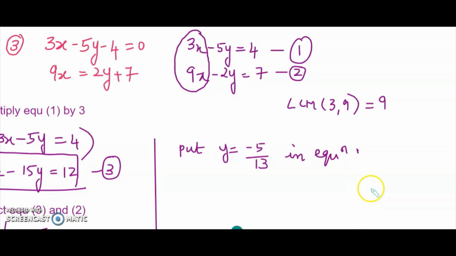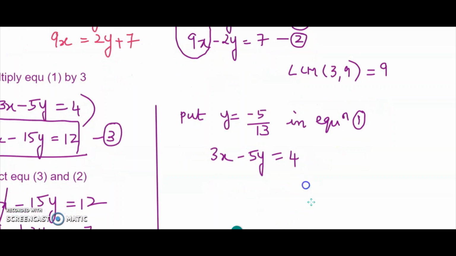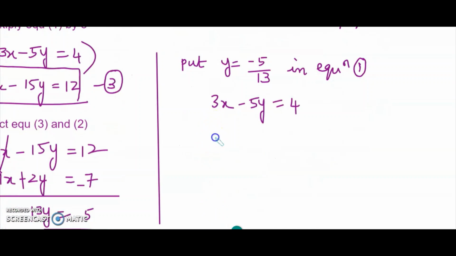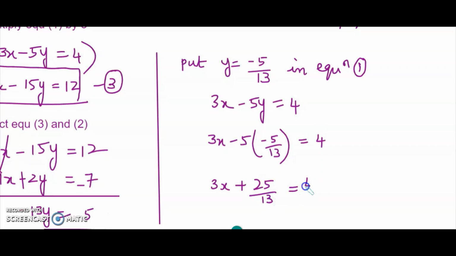In equation 1, so let me just list out equation 1, which is 3x minus 5y equals to 4. So I have to substitute y. So this becomes 3x minus 5 times minus 5 over 13 equals to 4. Now minus into minus will become a plus. Then 5 into 5 is 25 over 13 equals to 4.